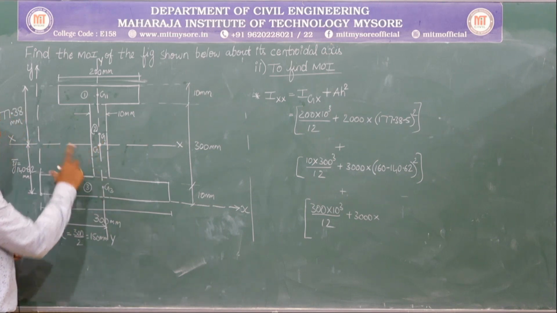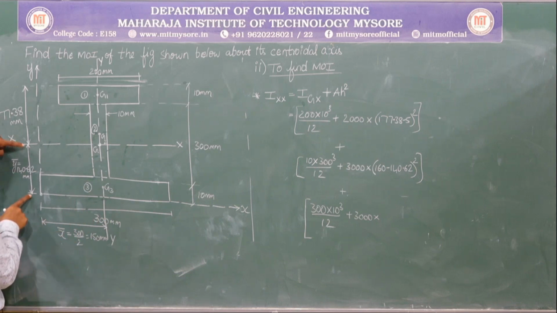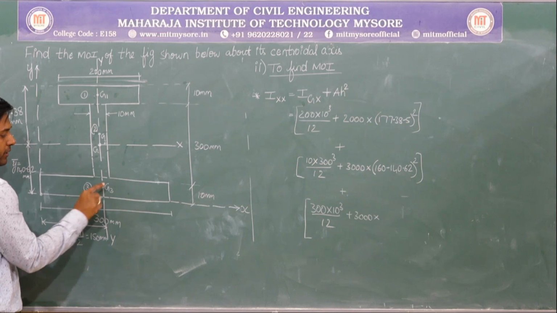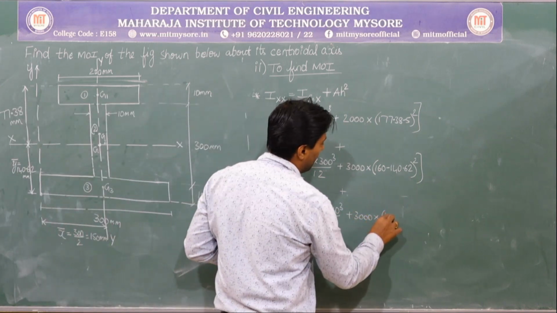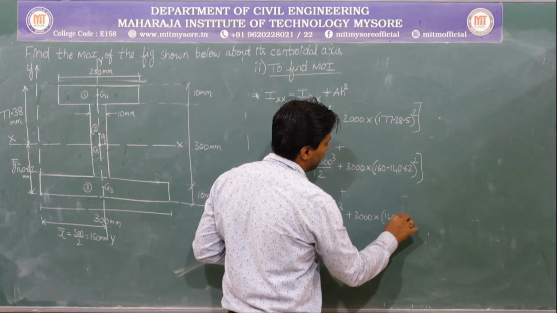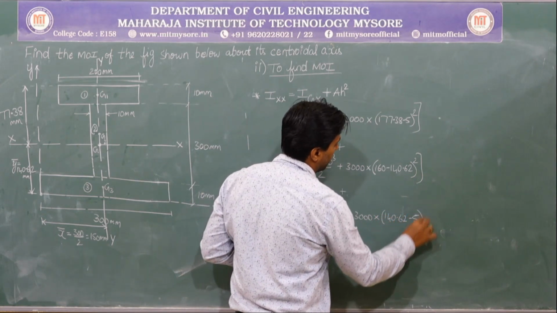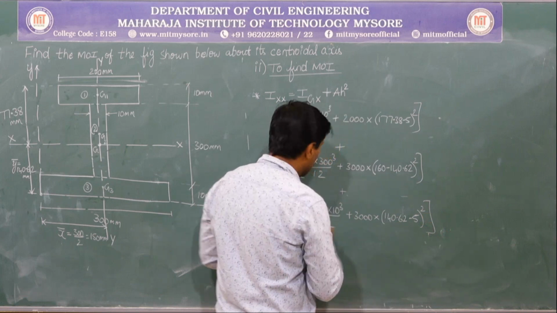So how to calculate this? It's very simple. So what is this total distance? It's 140.62. But I want it from this point. Deduct 5. So 140.62 minus 5 and it is whole square. Solve it.